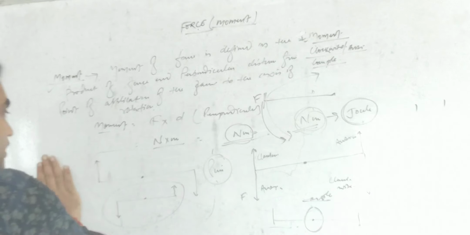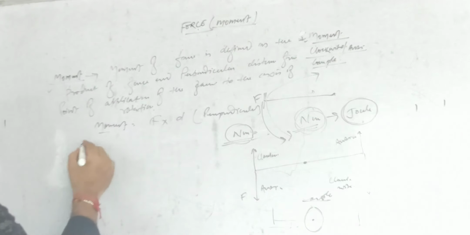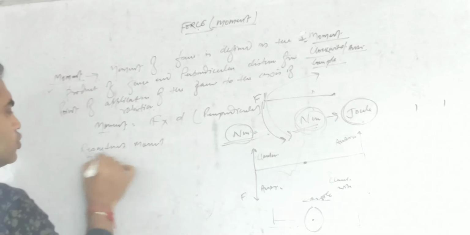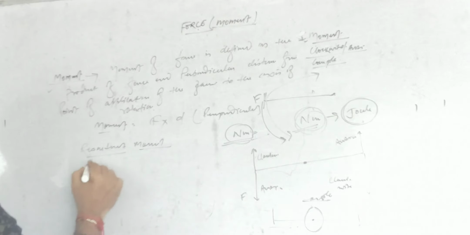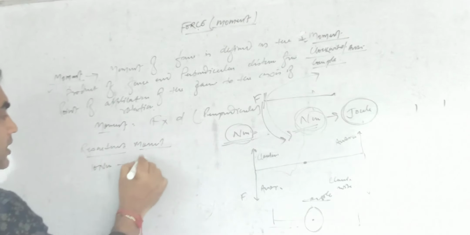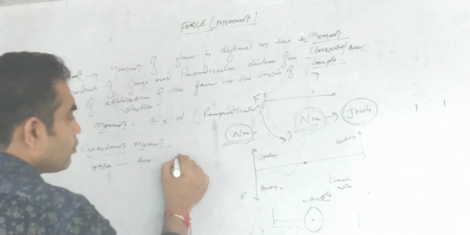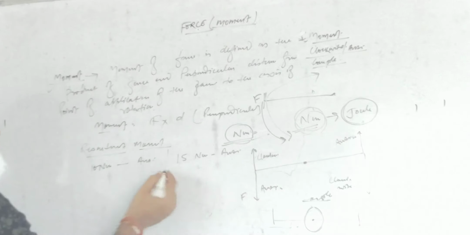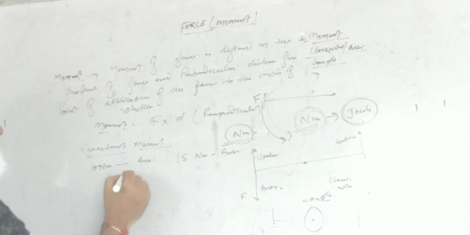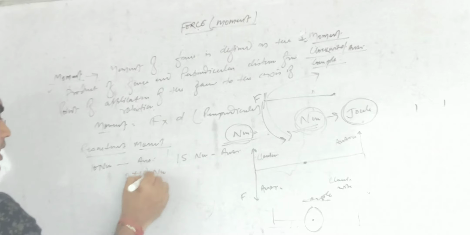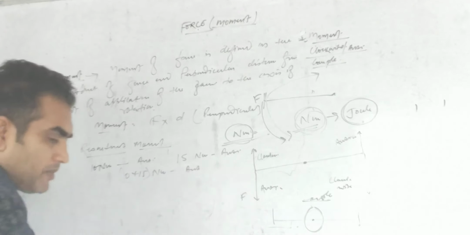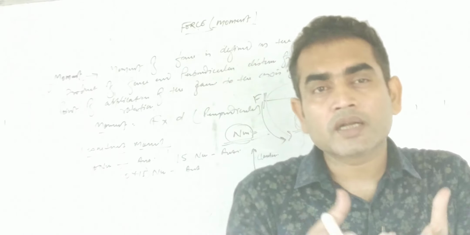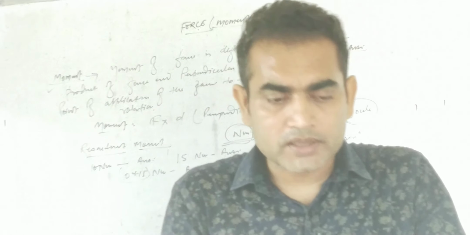Now resultant moment. One more term, that is the resultant moment. Whenever there are two or more moments, suppose the first moment is 10 Newton meter in the anti-clockwise direction, and the second moment is 15 Newton meter, also in the anti-clockwise direction. Under that situation the total moment will be 10 plus 15 Newton meter, and that will be anti-clockwise. That means if all the moments are applied in the same direction, the resultant moment will be the sum of all the moments applied.